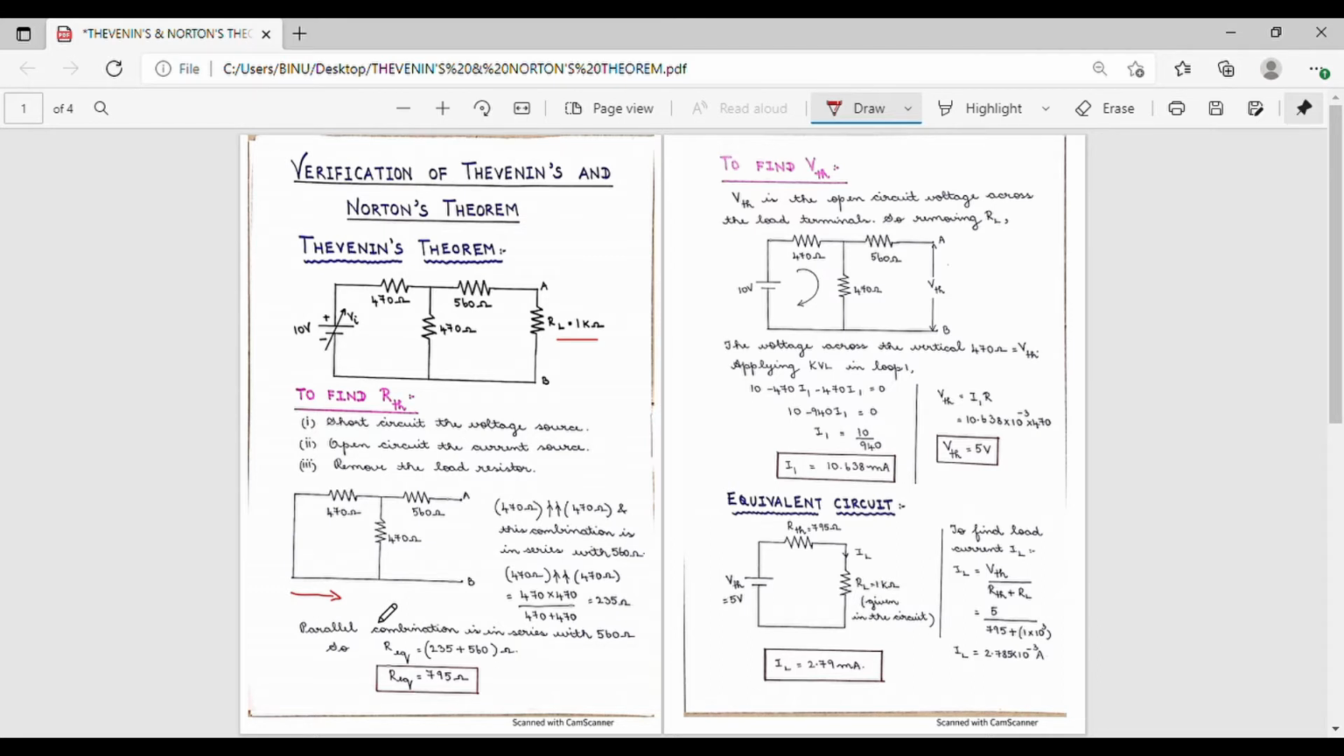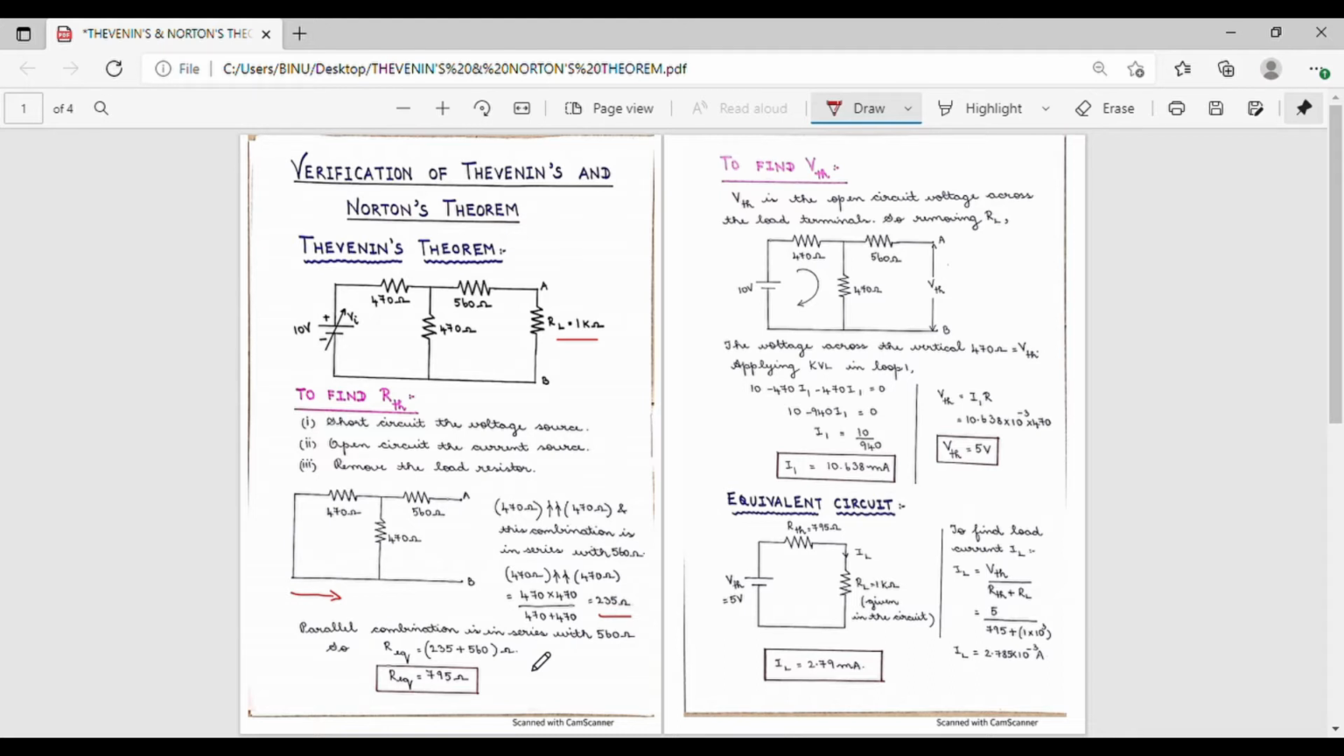Now let's see how to calculate the equivalent resistance. In order to calculate the Thevenin's resistance, the circuit has to be simplified from the end which is opposite to that of the load terminals. In the given circuit, we have the load terminals across AB, so we have to start simplifying the network from the opposite end of AB. Starting from the left hand side, we have 2 resistors, each of 470 ohm, connected in parallel.